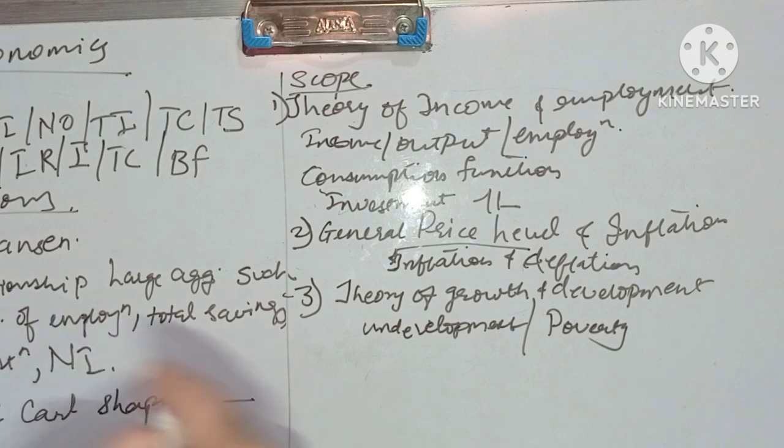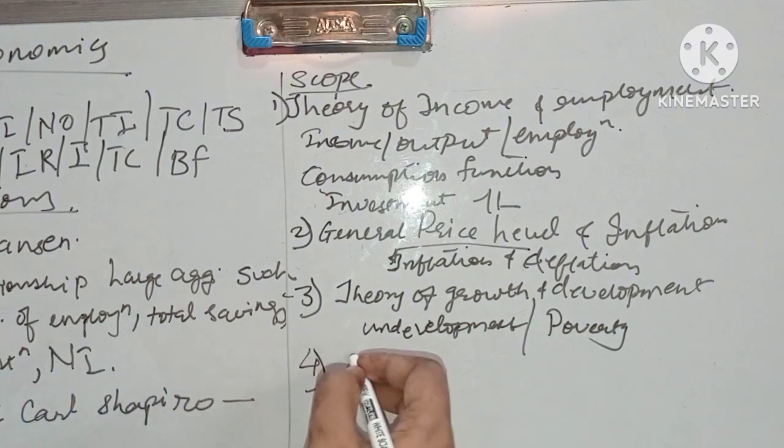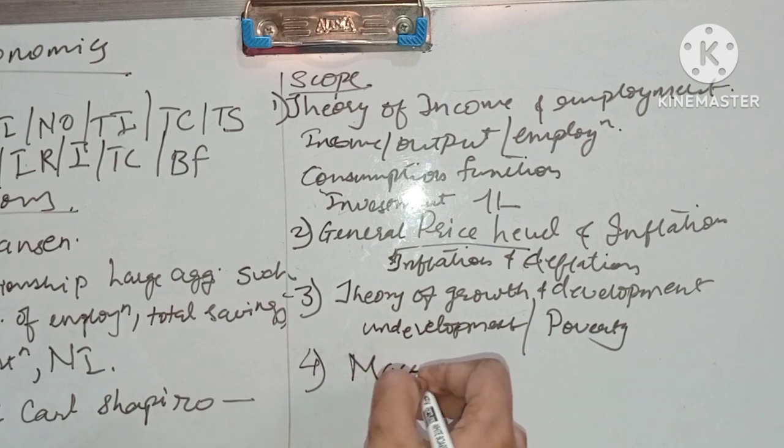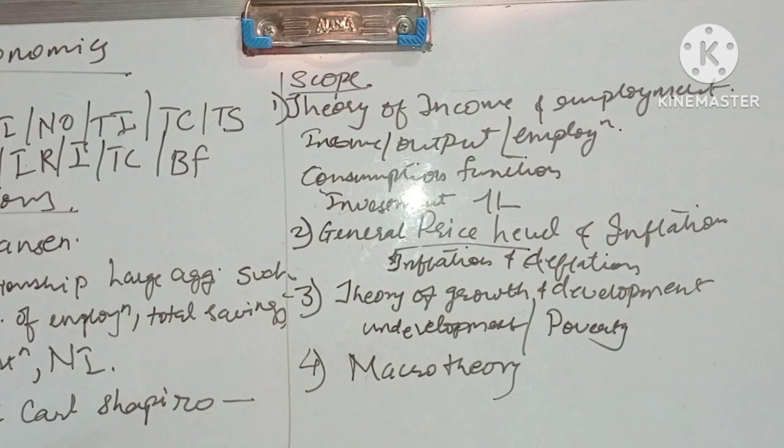Macro theory of distribution. The last scope is macro theory of distribution. Macro theory of distribution deals with the relative shares of rent, wages, interest, and profit in the total national income. Okay, so that was it under the scope. So now we'll move on with the features and importance of macroeconomics.